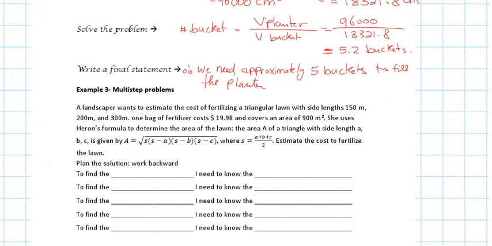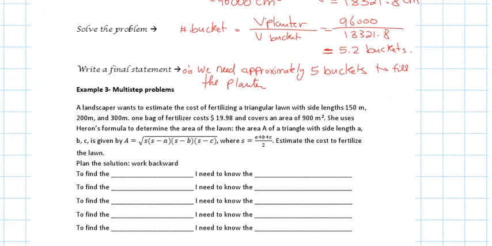So a landscaper wants to estimate the cost of fertilizing a triangular lawn with side length 150 meter, 200 meter, and 300 meter. One bag of fertilizer costs $19.98 and covers an area of 900 meters squared. She uses Heron's formula to determine the area of the lawn. The area A of a triangle with side length a, b, and c is A equals the square root of s(s−a)(s−b)(s−c), where s is a plus b plus c divided by 2. Estimate the cost to fertilize the lawn.